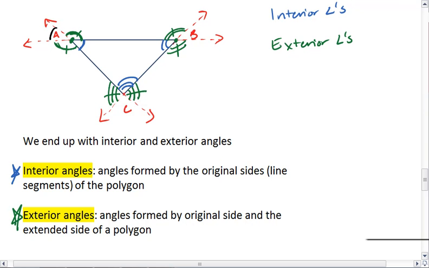If you want to, take a moment and identify the exterior and interior angles in this quadrilateral. When you're ready to check your answers, go ahead and resume the video.